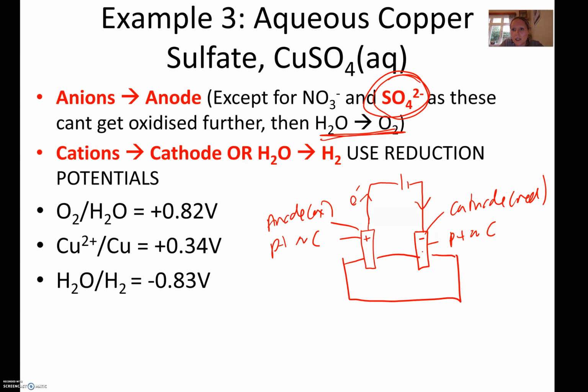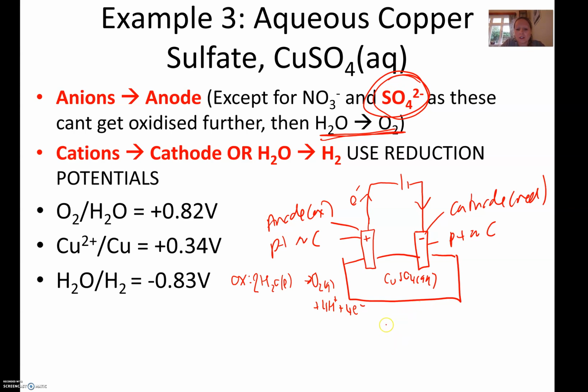So we haven't even put in our details for this cell. So we're going to put CuSO4 aqueous here. And we know straight away, because we see the sulfate, that the oxidation equation is going to be water, which is always a liquid, to oxygen, gas. So we can balance this half equation. So we need to add a second water, and then we add 4H plus to the right-hand side and 4 electrons. Sorry, I've done that in a really dumb place, but you guys get the gist.